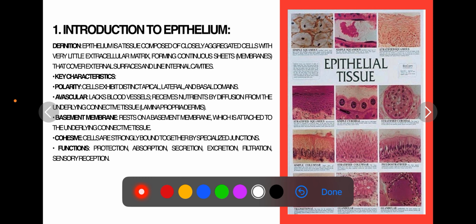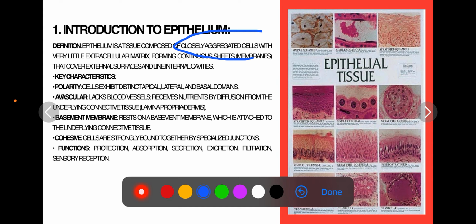Now let's start with our topic here, and we are going to speak today about the epithelium, as I have mentioned. So our point today is going to be in this page about the definition here. We are going to speak about the key features or key characteristics of the epithelium, and we're going to speak about the functions.